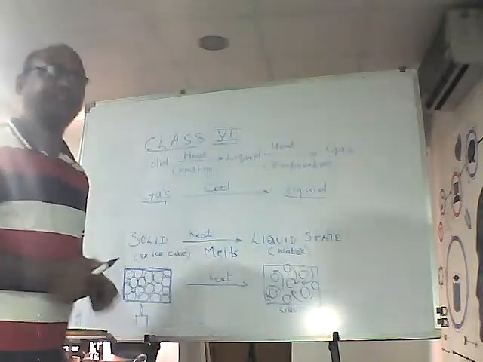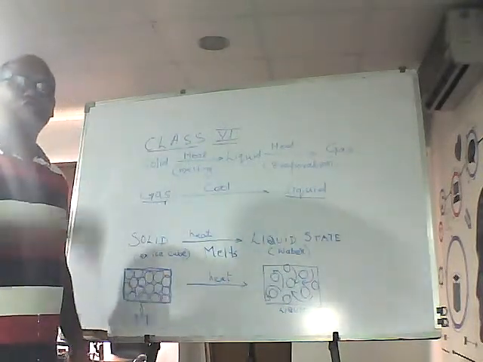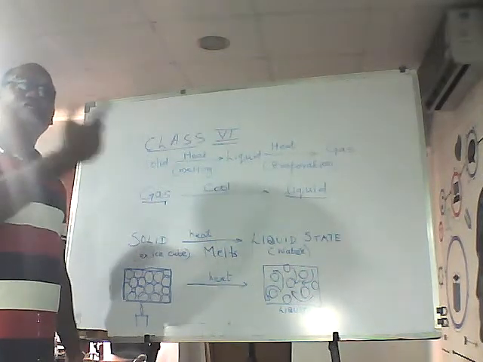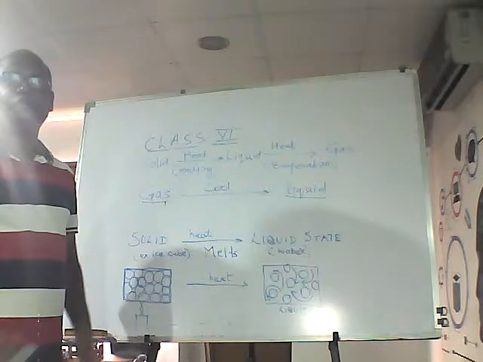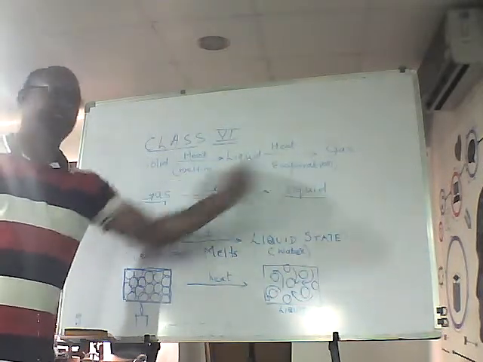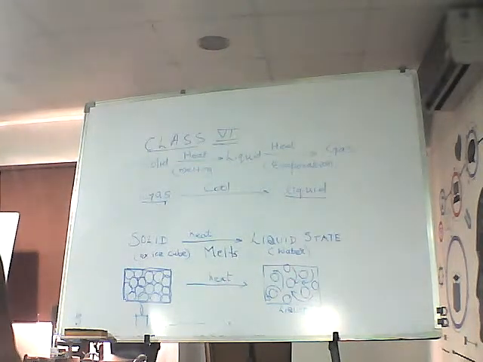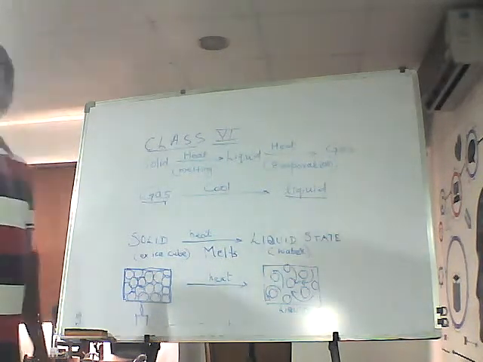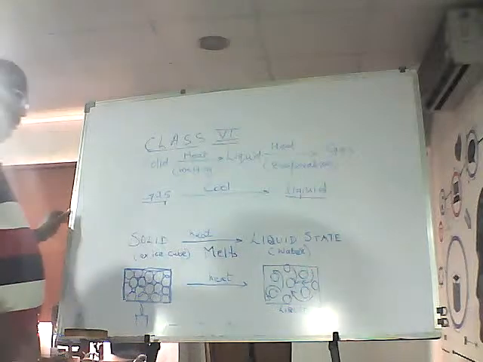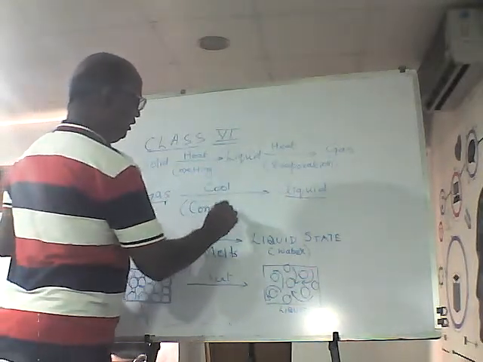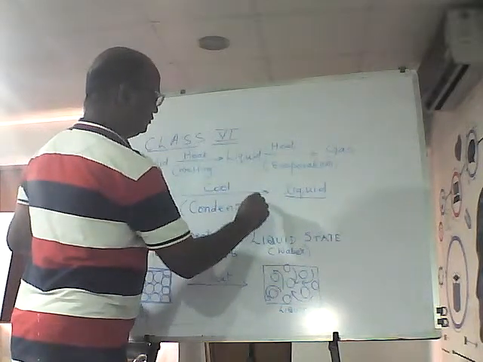For example, you are heating water, water will change into water vapor. And if you keep some plate over the water vapor, again water vapor changes into droplets of water. What do we call this process? Gas on cooling changes into liquid. We call it condensation.